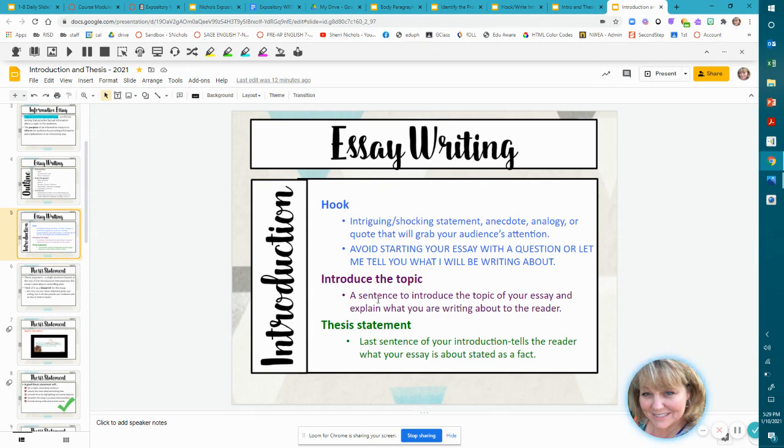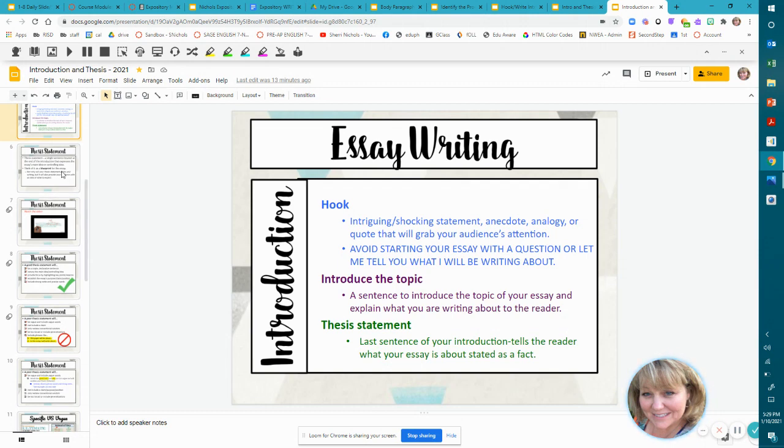Now, then you want to introduce your topic in your introductory paragraph. A sentence to introduce the topic of your essay, and you want to explain what you're writing about to the reader. And then your thesis statement, your last sentence of your introduction, tells the reader your side that you're taking. It will basically answer part of the prompt, and then it'll tell your reader what your essay is about, stated as a fact, and it will have points that it will be making.